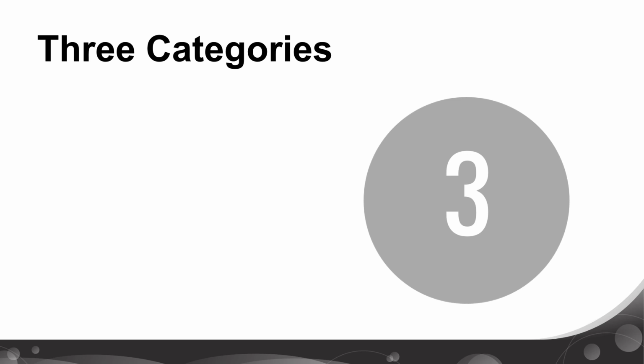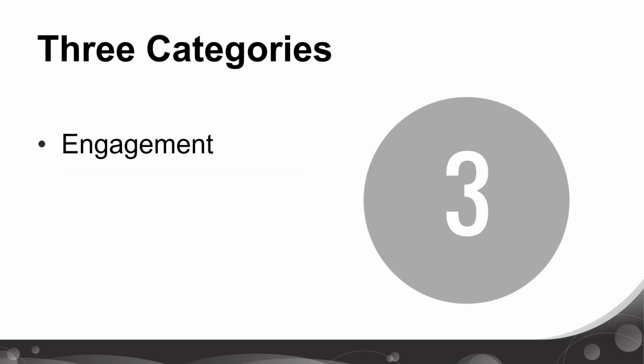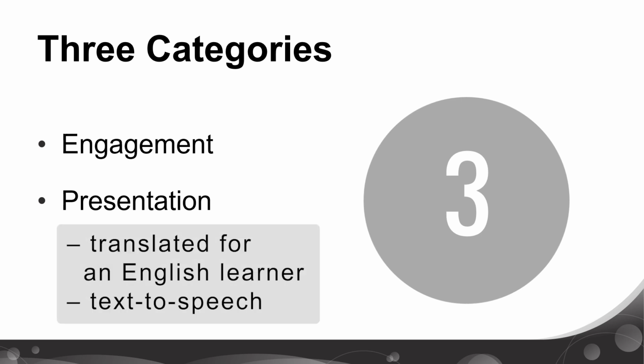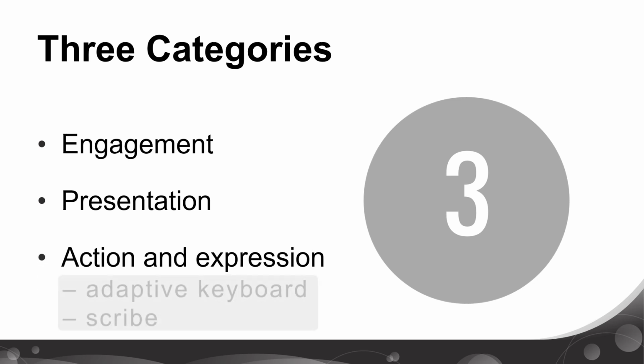There are resources that support students to remain engaged with the assessment. For example, provide breaks, a separate setting, or even noise buffers. There are also resources that support students by varying the way the assessment is presented. For example, all or parts of the assessment might be translated for an English learner, or parts of an assessment might be read aloud to struggling readers through text-to-speech. And finally, there are resources that support students by allowing them to respond through various actions and expressions, such as through an adaptive keyboard or by using a scribe.